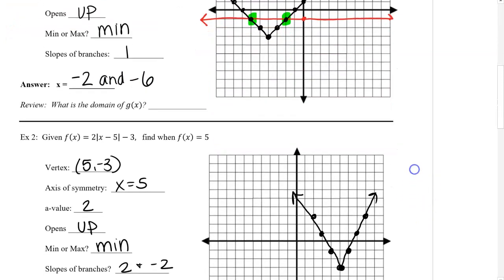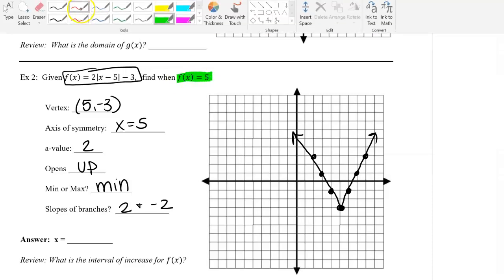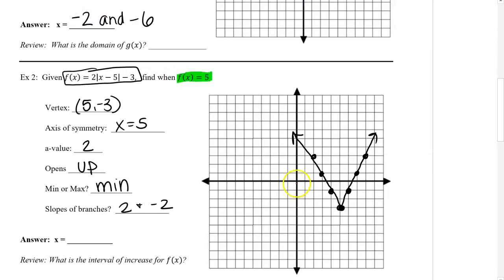Let's try another example. I've already graphed using your vertex 5, -3, and the slope branches, which were 2 and -2. From here, I'm being asked, where is this absolute value function equal to 5? So I'm going to plot the line y equals 5. So I count up on the y-axis, 1, 2, 3, 4, 5. And I draw a horizontal line at y equals 5.